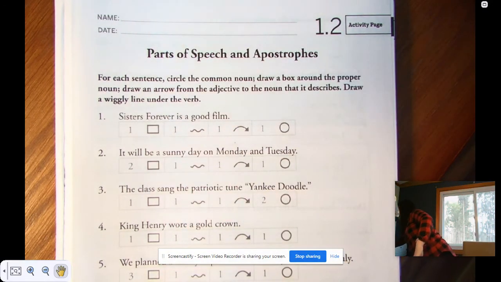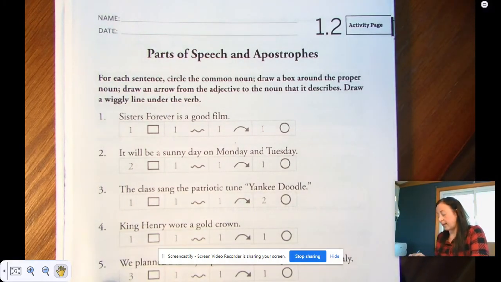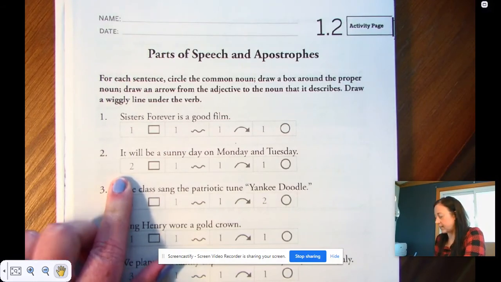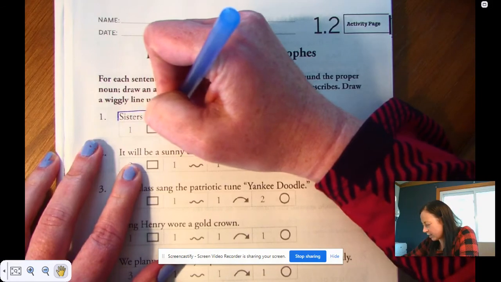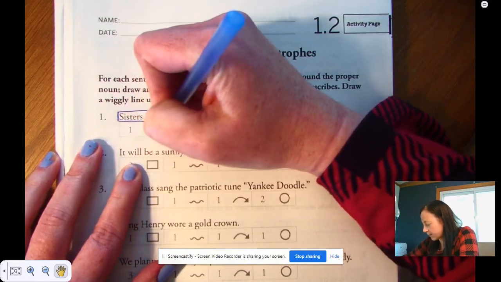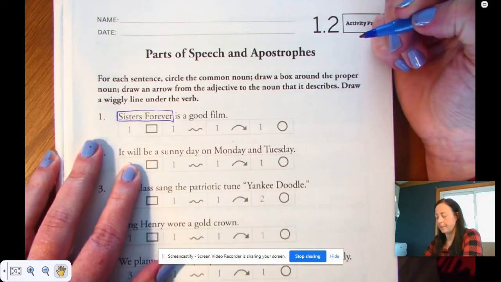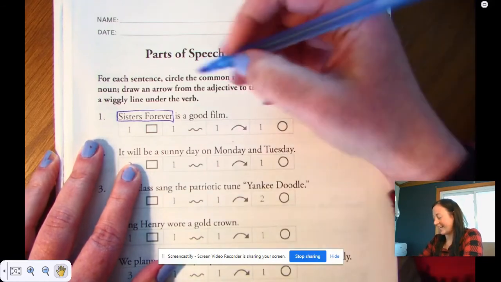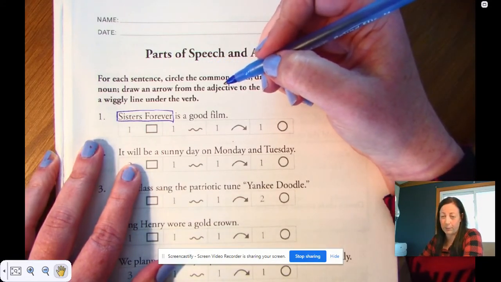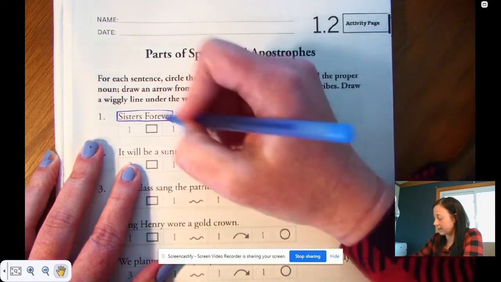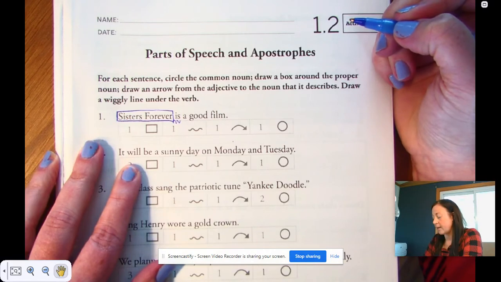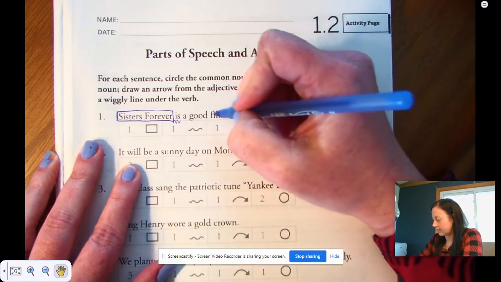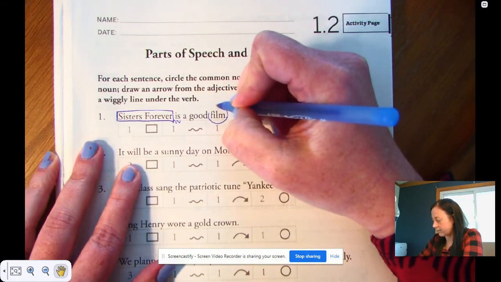So I'm going to use a pen because it'll be easier for you guys to see. And I'm going to go ahead and do this for you so you can see an example. Sisters Forever, that's the name of a movie. So that's a proper noun. Okay. And then is the verb. Remember, we talked about is and are verbs. They're kind of tricky. So that gets the squiggly line. And then film is the common noun.